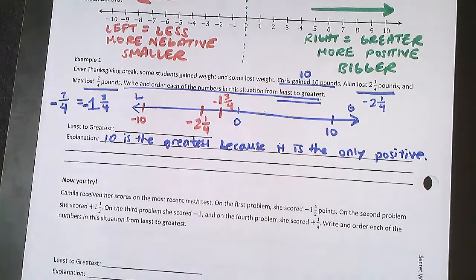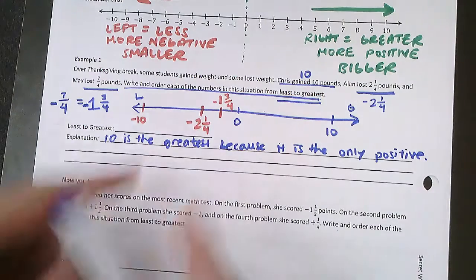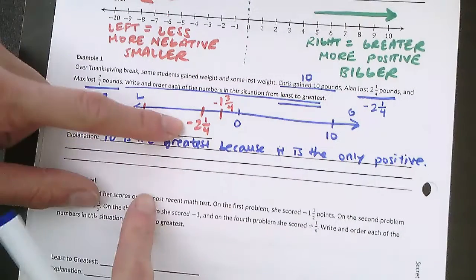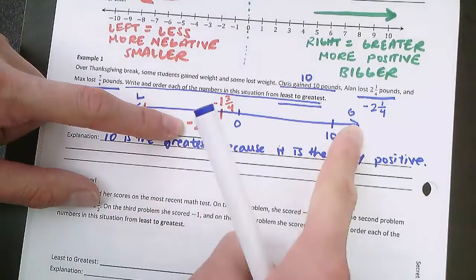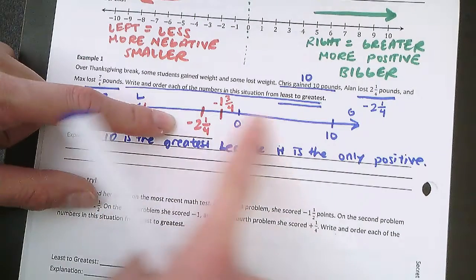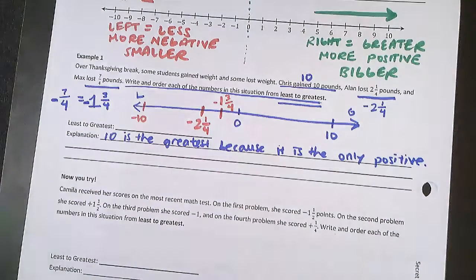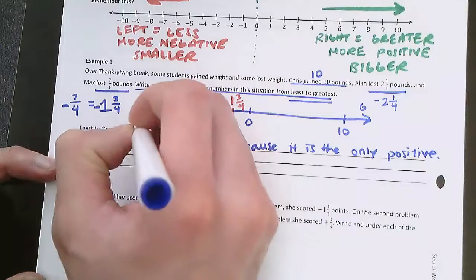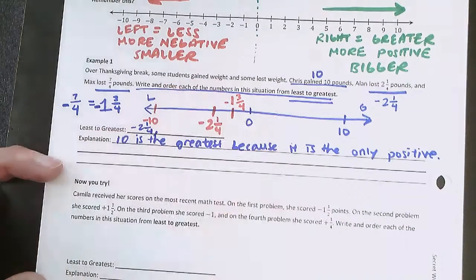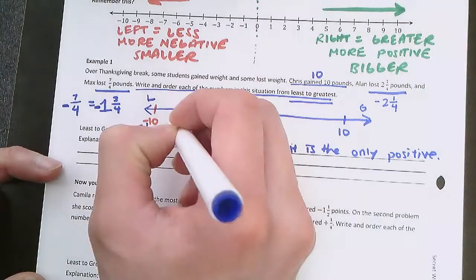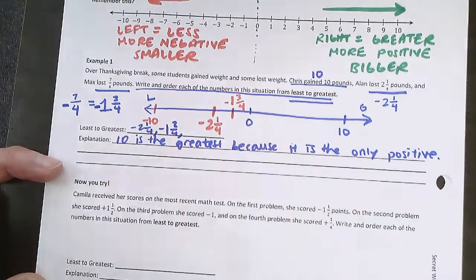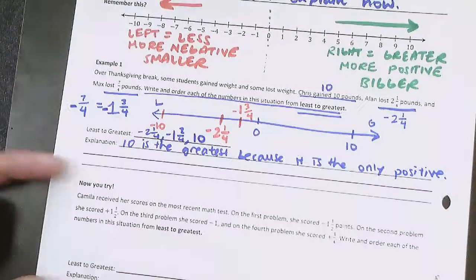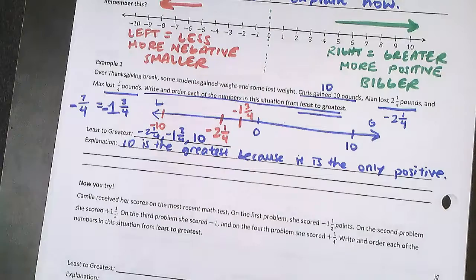And so now when I list these numbers from least to greatest, I can easily look from what's furthest on the left to what's furthest on the right. So it starts here, and then it goes to the right. So those numbers are negative 2 1/4, then negative 1 3/4. Sorry, it's kind of crowded. And then 10. Those are my numbers from least to greatest.